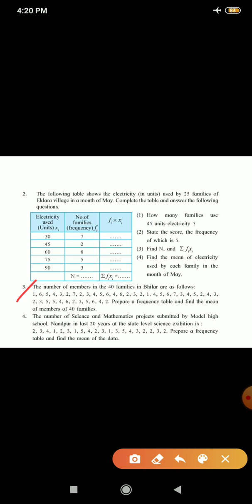Now, this last fourth problem, fourth one is deleted, cancelled. The fourth problem is fully cancelled. So, you need not do it.